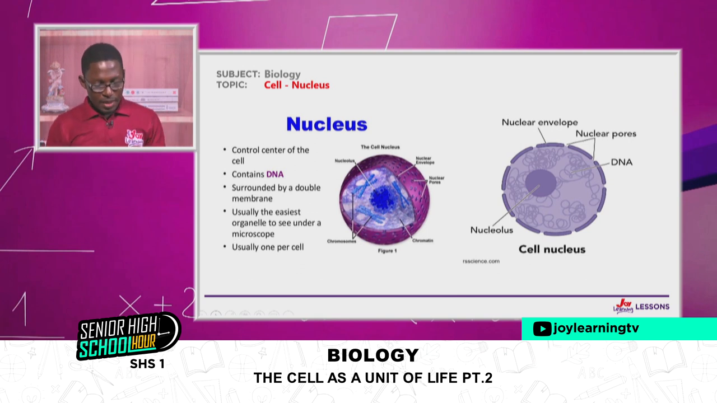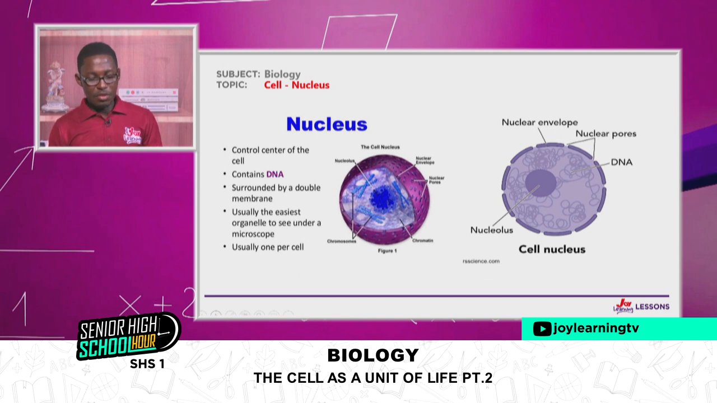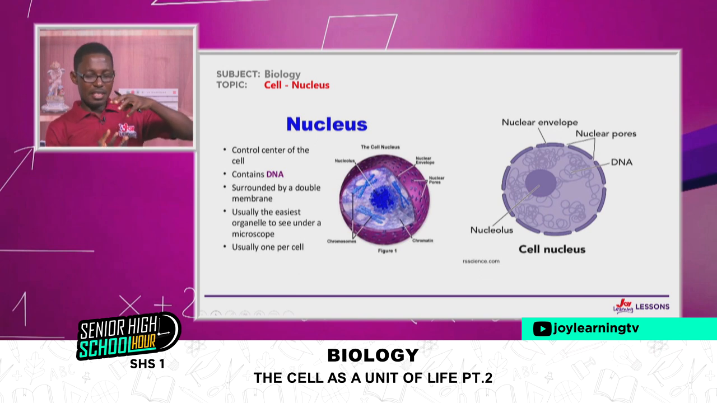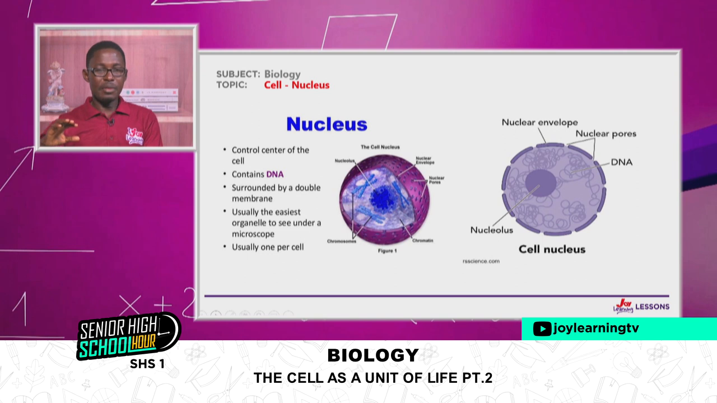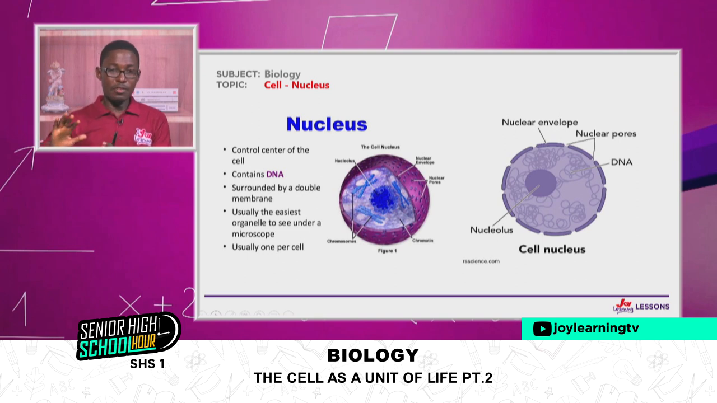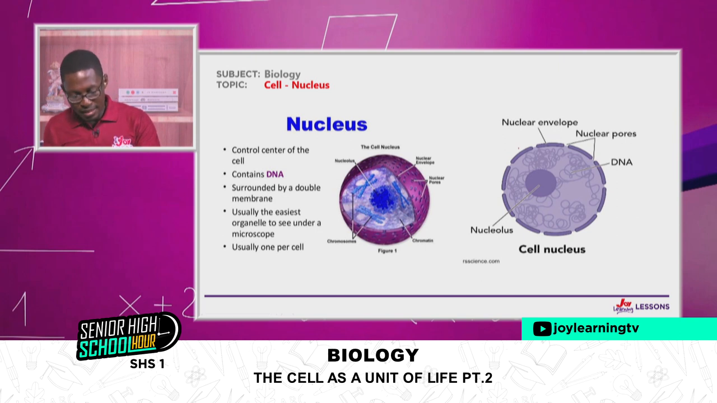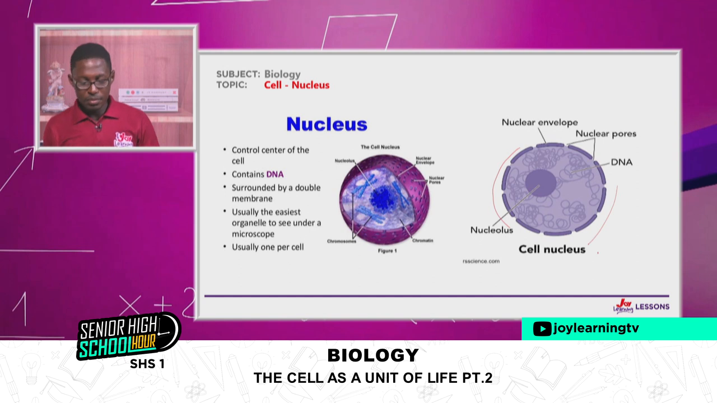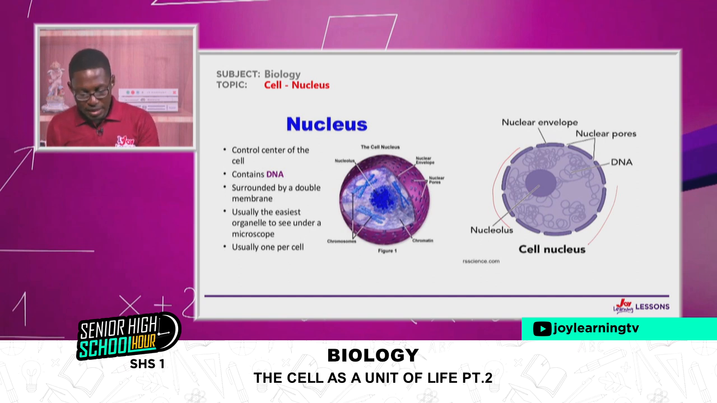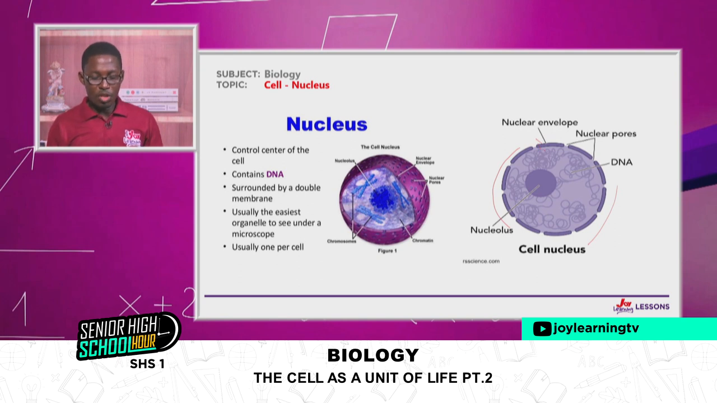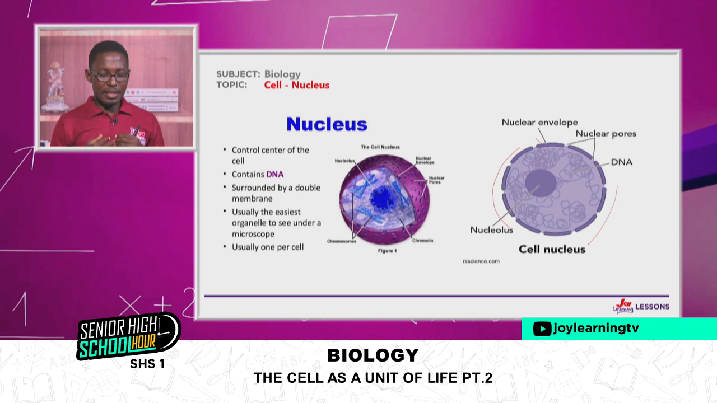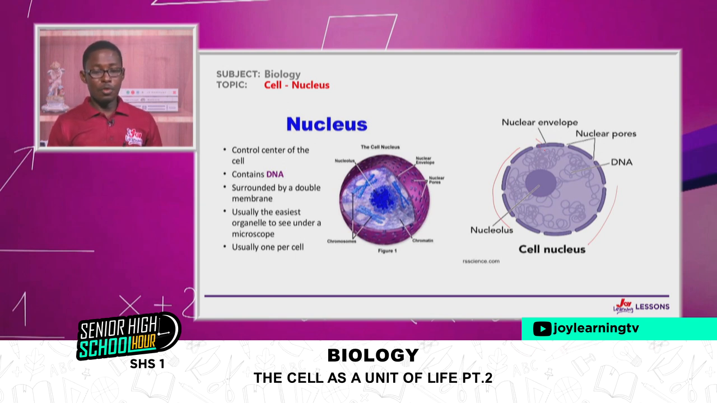So it is spherical. I've given you two pictures, a kind of 3D round ball and the 2D drawing, which is flat. So let's look at the 2D flat one, the one on your right. Spherical is round. Then it's a membrane. This is the membrane. It's double, 1, 2. Double membrane. Another name for the nuclear membrane is the nuclear envelope.